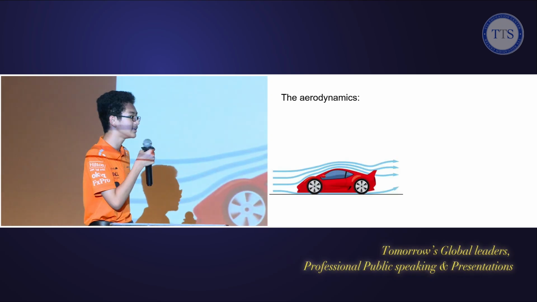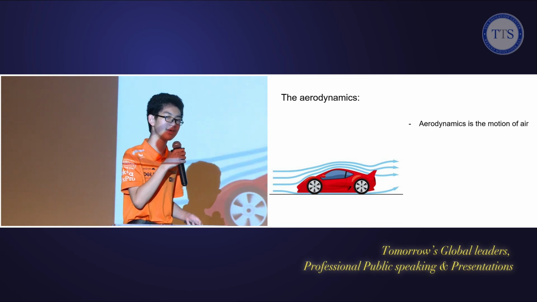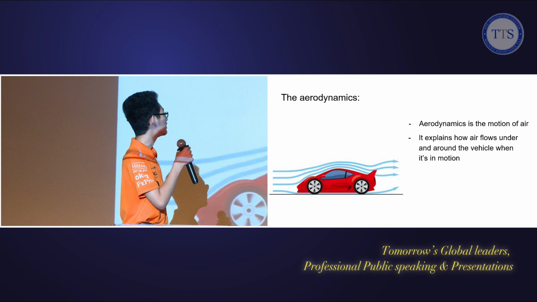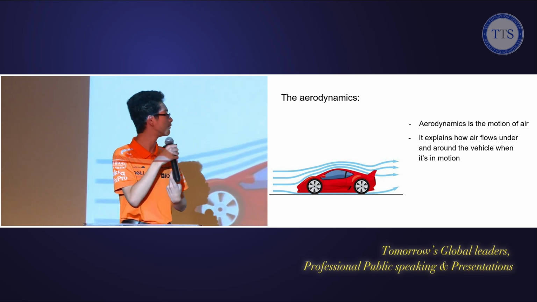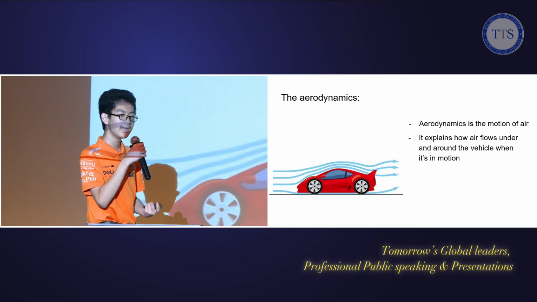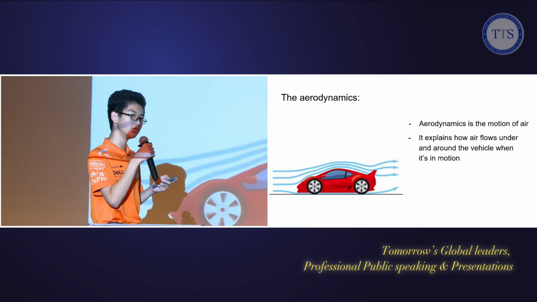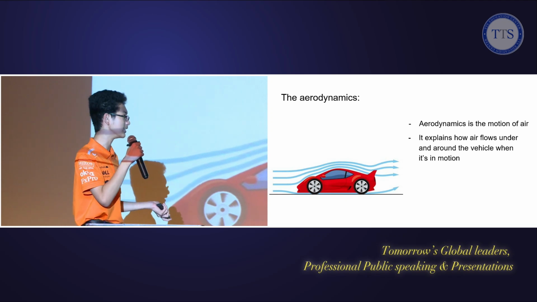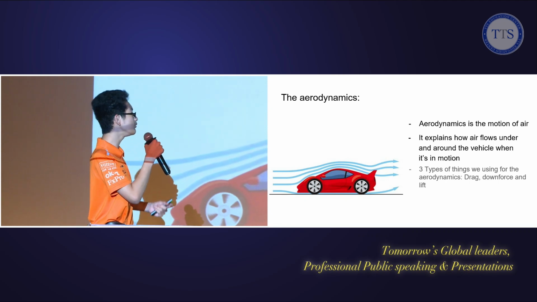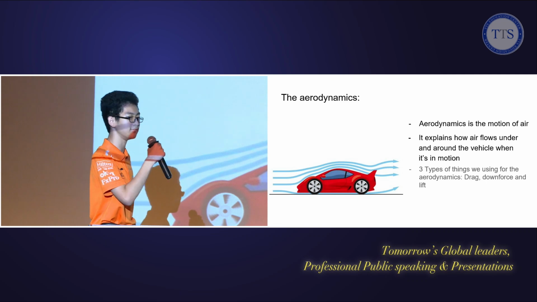This is a definition of aerodynamics. Aerodynamics is the motion of air when affected by a solid object. When it comes to cars, it explains how air flows under and around the vehicle when it's in motion. That's why some engineers create car shapes to reduce air resistance, increase stability, and improve fuel efficiency. There are three things we use for aerodynamics, which are drag, downforce, and lift.